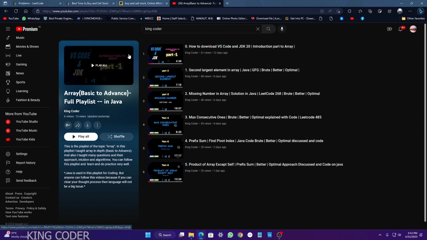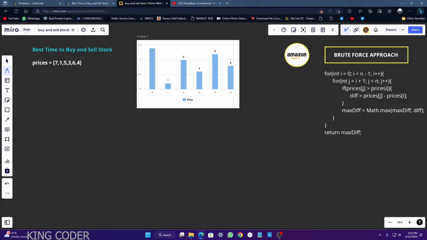So let's start our today's problem. The problem statement says: the best time to buy and sell stock. It means we are given an array of prices and we need to find the maximum amount of profit we can get by selling. So we can visualize this array using a graph. Every element in the array indicates the price of the stock on that day. The day is the index of the array.